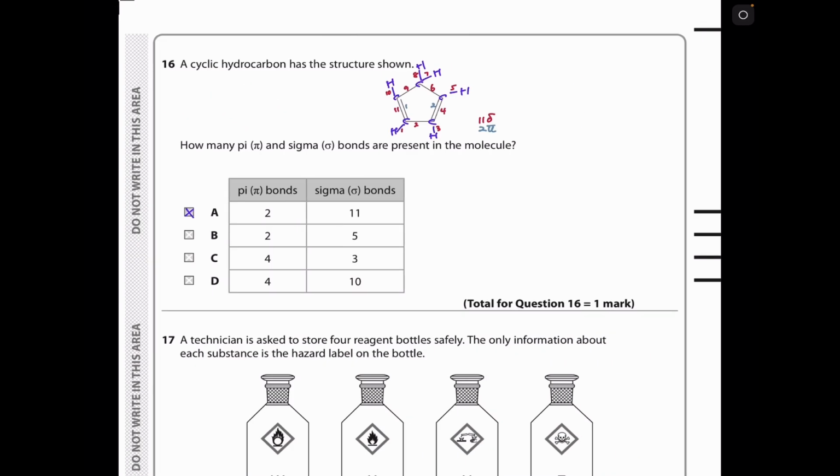Question 16. A cyclic hydrocarbon has the structure shown. So they say how many pi and sigma bonds are present in the molecule. I place the carbons and the hydrogen so that we can see. I'm going to go with the sigmas first. 1, 2, 3, 4, 5, 6, 7, 8, 9, 10, 11. So we have 11 sigmas and we have 2 pi's. So the answer is going to be 2 pi's and 11 sigmas, and that is going to be A.